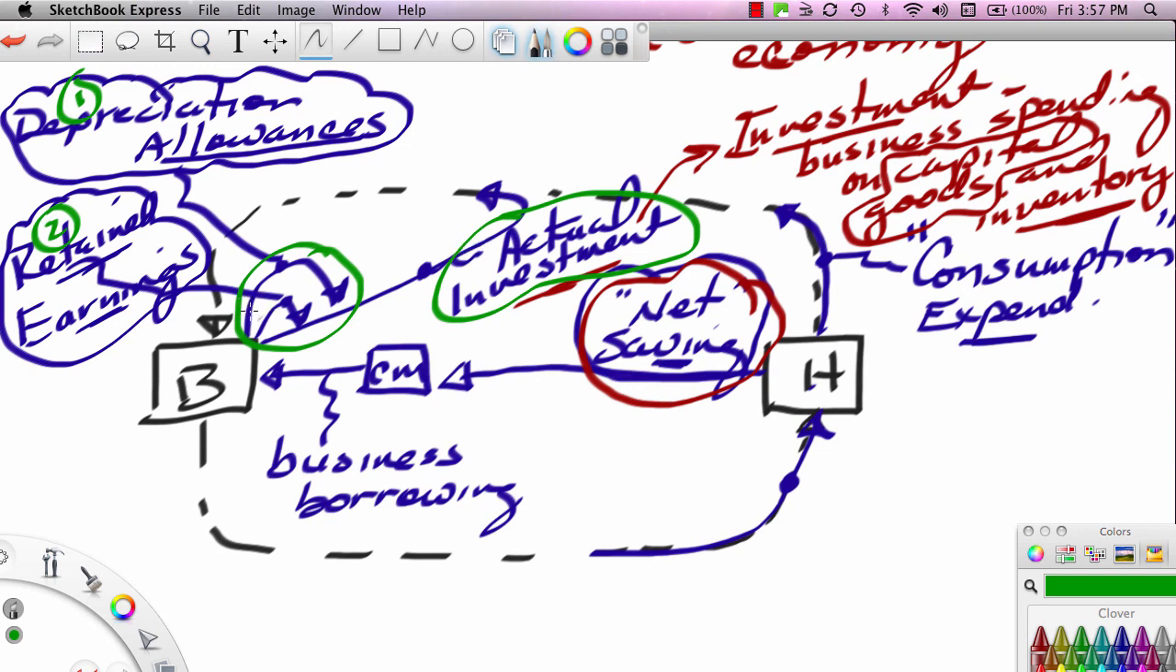Okay? So businesses really have three sources of funds. They can borrow, they can retain earnings, or they can hold depreciation allowances to finance their what? To finance their investment. And then also we've incorporated the whole concept of household saving. So notice we've now incorporated saving and investment into our model.